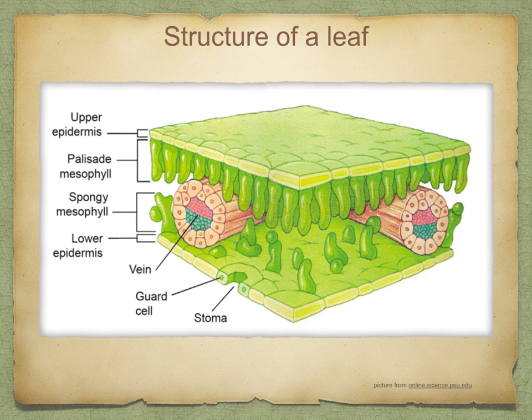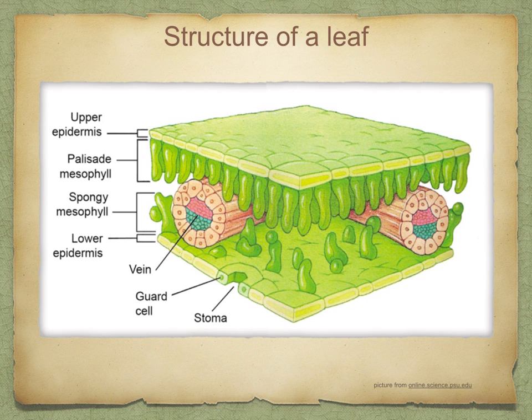So here you can see the structure of a leaf. At the top, you've got the upper epidermis, and then you've got the palisade mesophyll cells just beneath that. Beneath the palisade mesophyll cells, you've got the spongy mesophyll cells, and this is where you find lots of air spaces between the different cells.